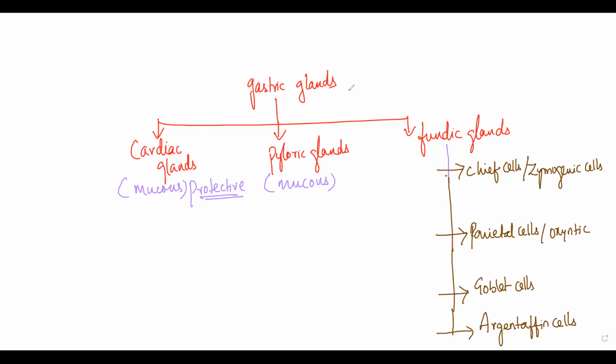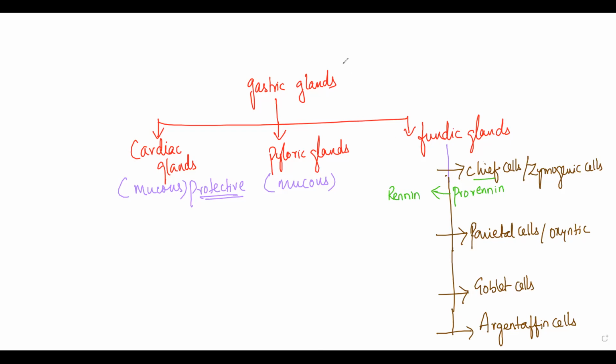Now we'll speak about each of these cell secretions. As I told you, the chief cells pour out the enzyme. It is going to be the prorenin enzyme, which is an inactive enzyme, which has to be converted into an active form, which is called renin.